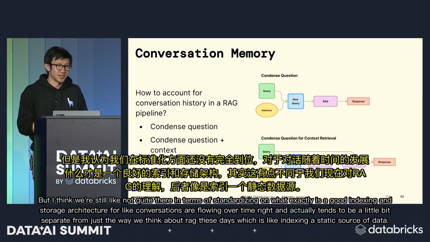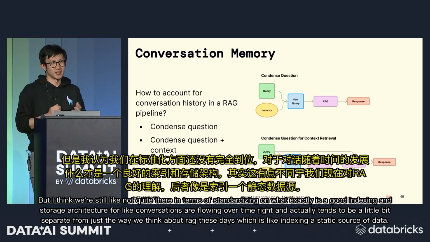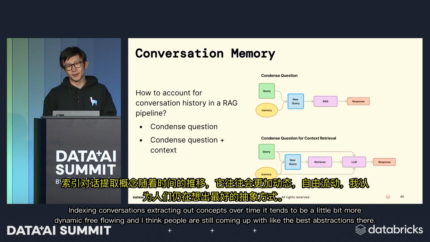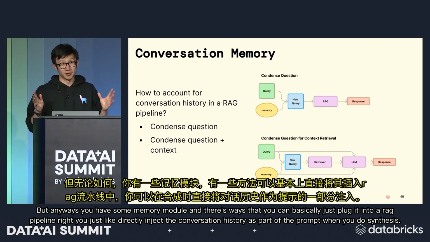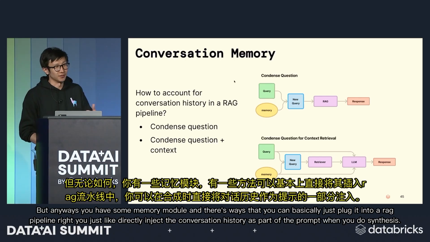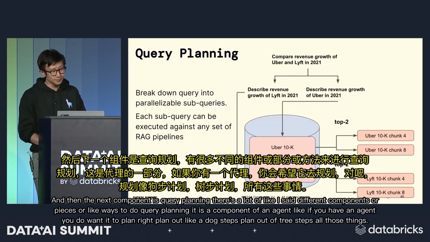right? And it actually tends to be a little bit separate from the way we think about RAG these days, which is indexing a static source of data. Indexing conversations, extracting out concepts over time, it tends to be a little bit more dynamic, free-flowing, and I think people are still coming up with the best abstractions there. But anyways, you have some memory module, and there are ways that you can just plug it into a RAG pipeline, right? You just directly inject the conversation history as part of the prompt when you do synthesis.